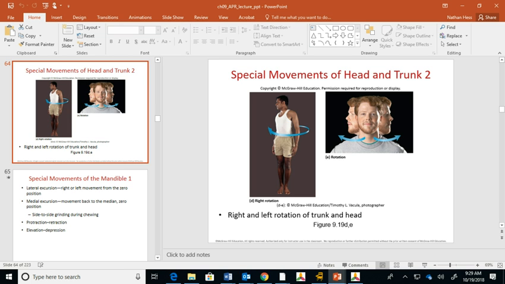You can also do lateral flexion of your neck. My neck is very tight today. So this, like your ear to your shoulder. This is right lateral flexion of the neck. Left lateral flexion.